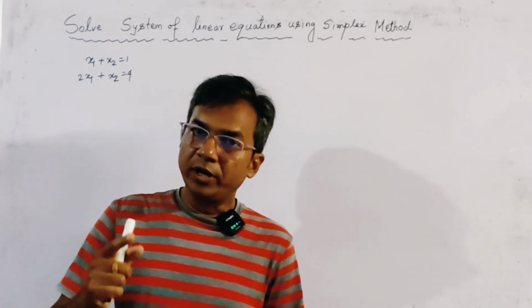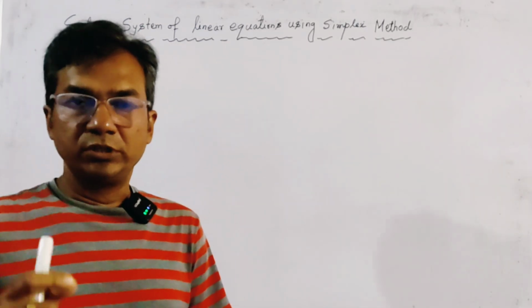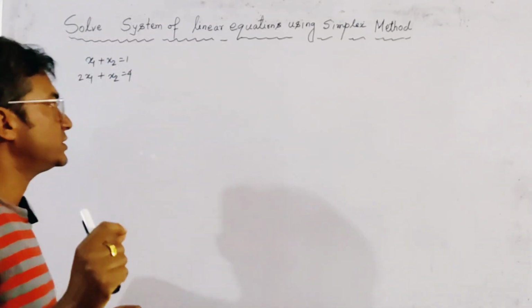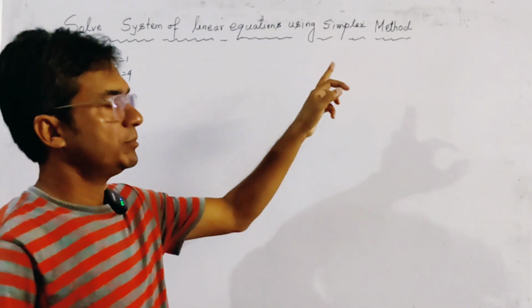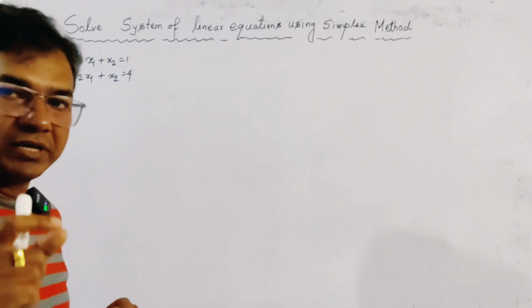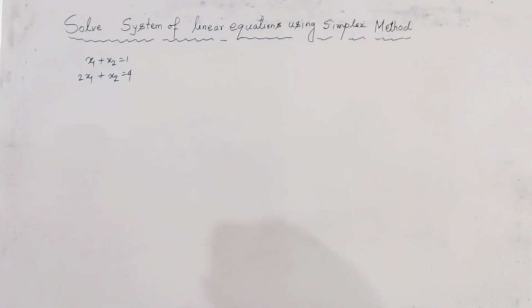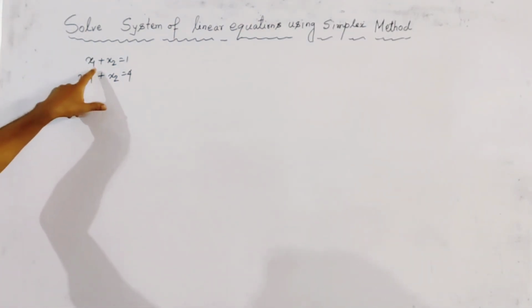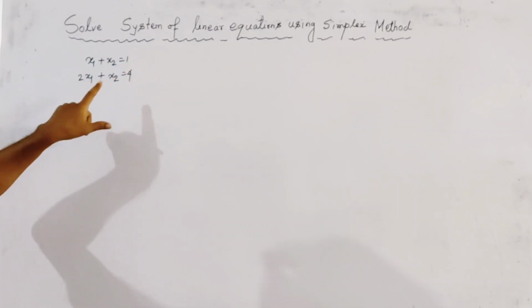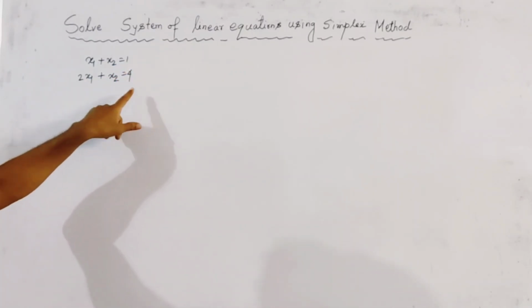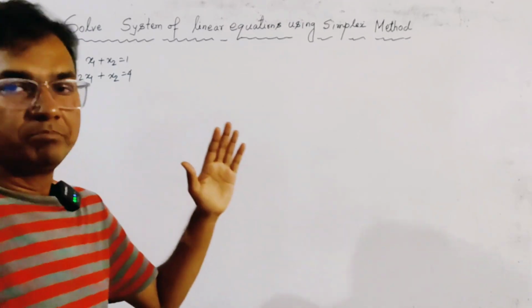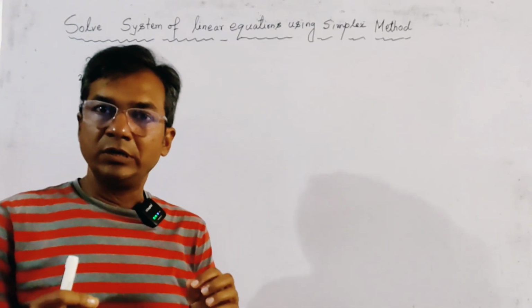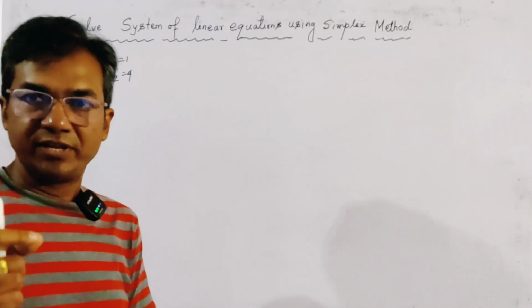Here we are trying to find out the solution of a system of linear equations using the simplex method. The given system is x1 + x2 = 1 and 2x1 + x2 = 4. Before solving this system, we cannot say anything about the value of the variables.